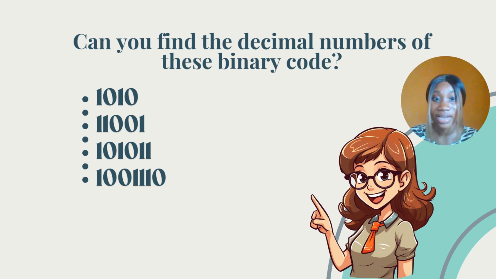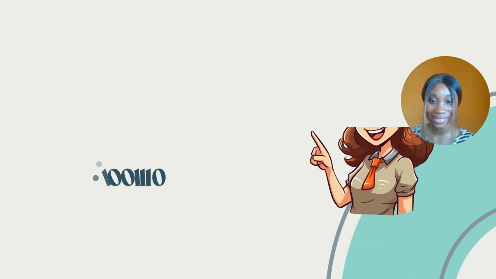So can you find the decimal numbers of this binary code? So we have 1010, we have 1101, we have 101011, and we have 1001110. So let me know your answer in the comment section, okay?